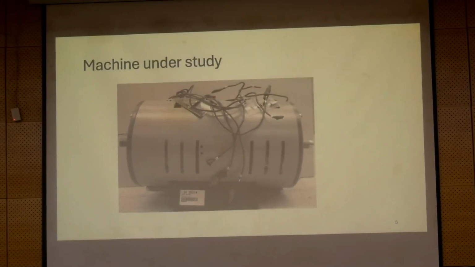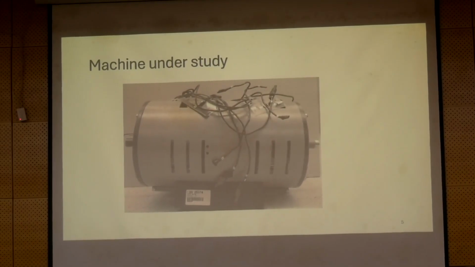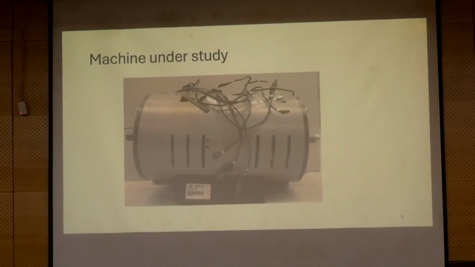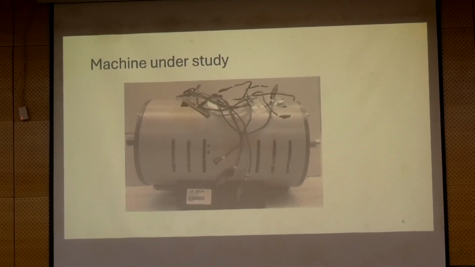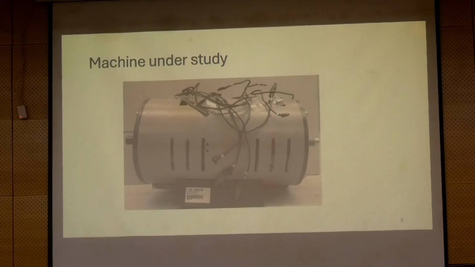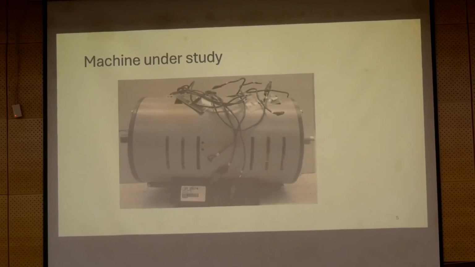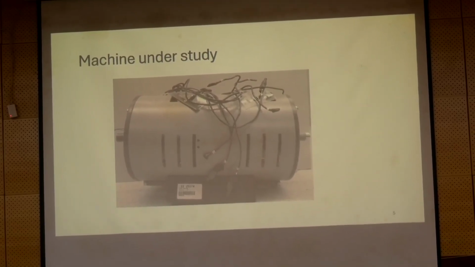So let us consider I got a motor under study. This is a synchronous machine. So this is how we got it when we bought it from the manufacturer. This is a 3-phase 2 kilowatt salient pole 4-pole machine designed to work with DC field, DC excitation. So it's a traditional synchronous machine.